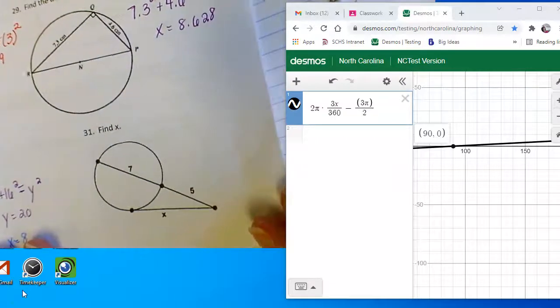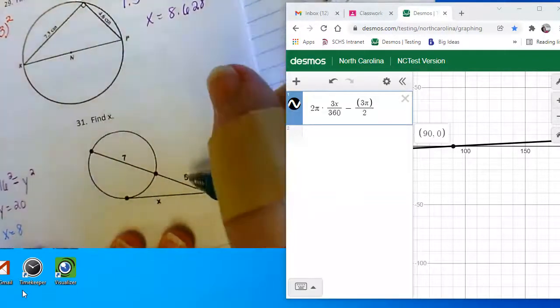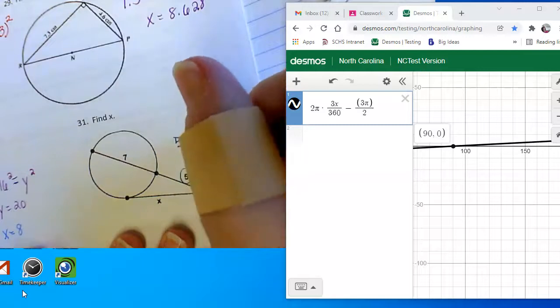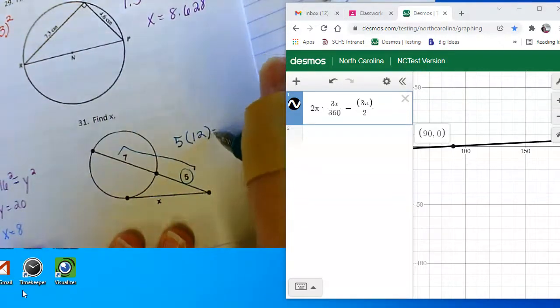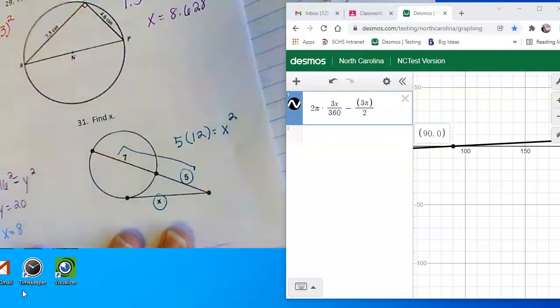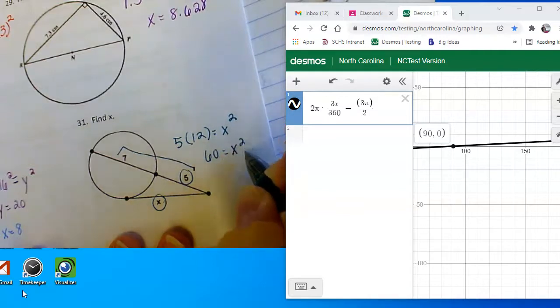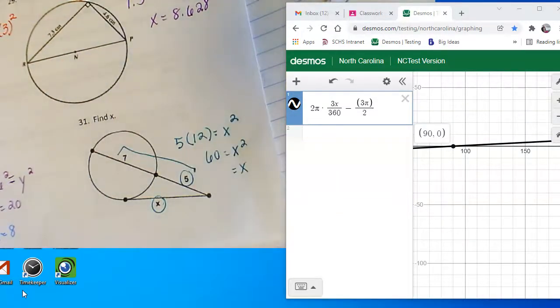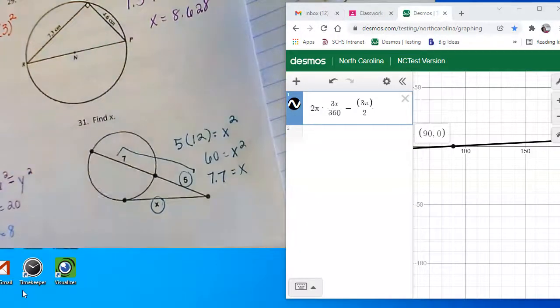Number 31. So this is when we're looking at segments, and we're looking at segments outside the circle. So what we do is we take the number on the outside and multiply by the whole side. 7 plus 5 is 12. And we equal it to the other side. There's only one part, so we square that. So that would be x squared. 5 times 12 is 60. And then to solve for x, we take the square root of 60, and we get 7.7.